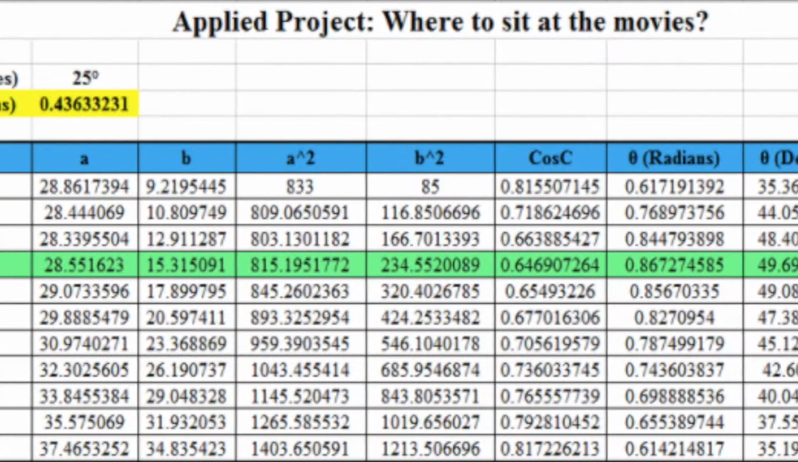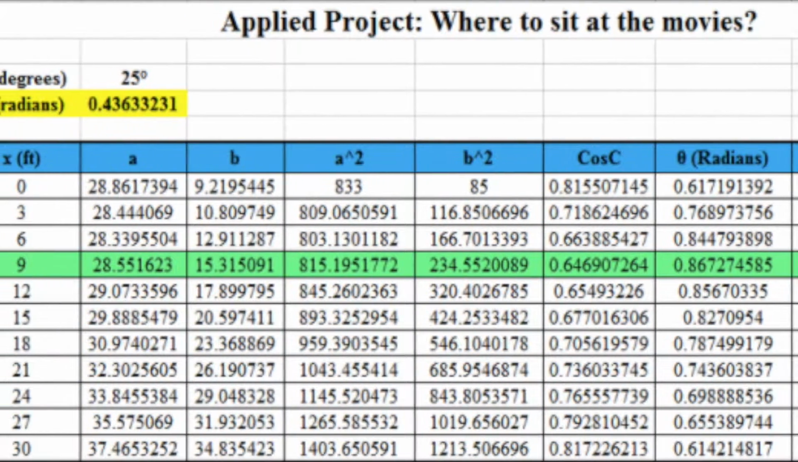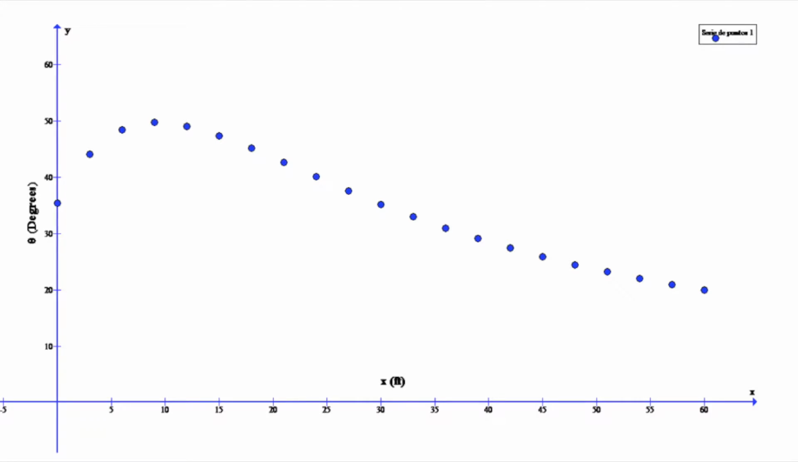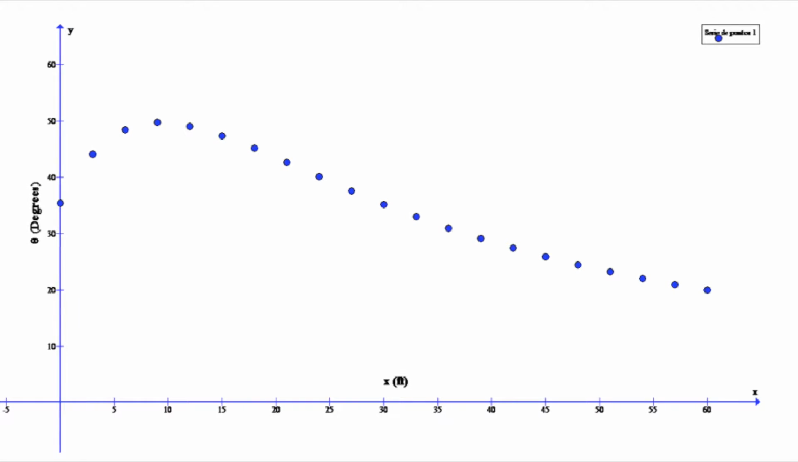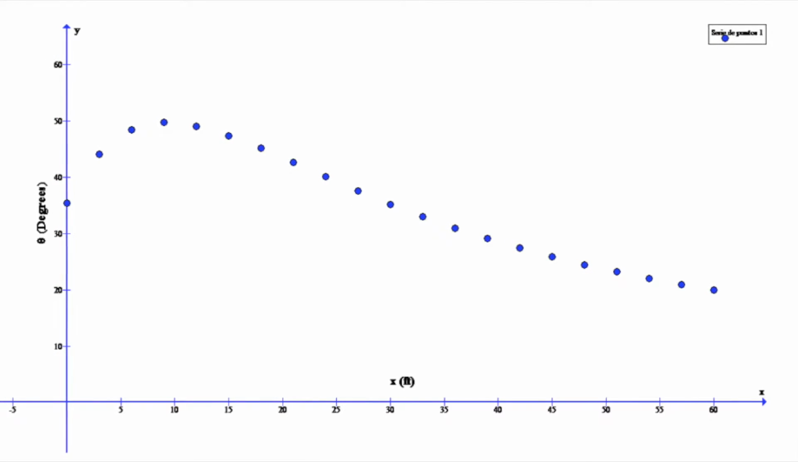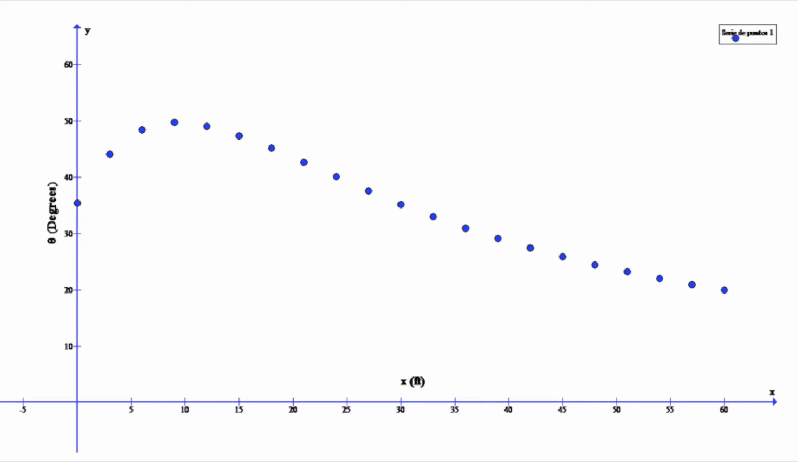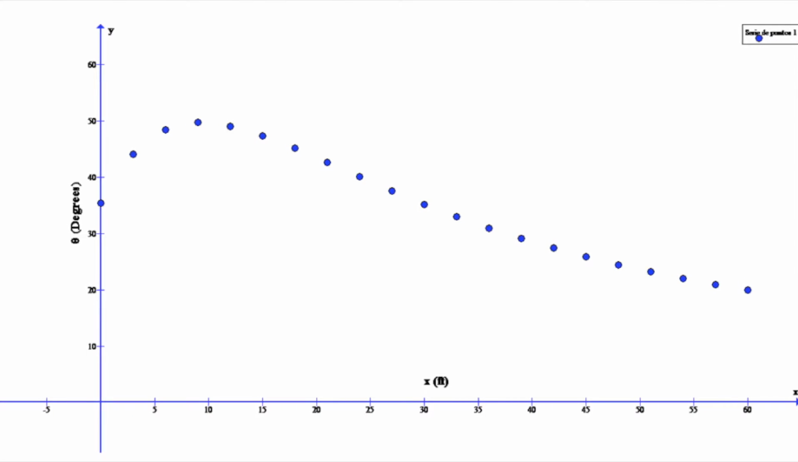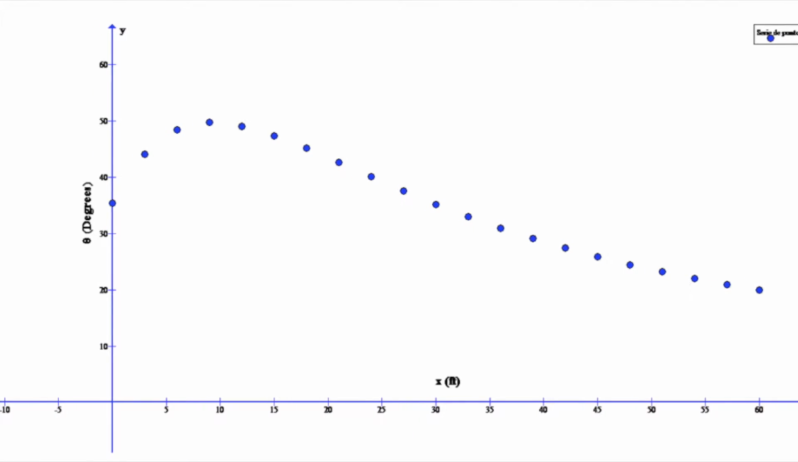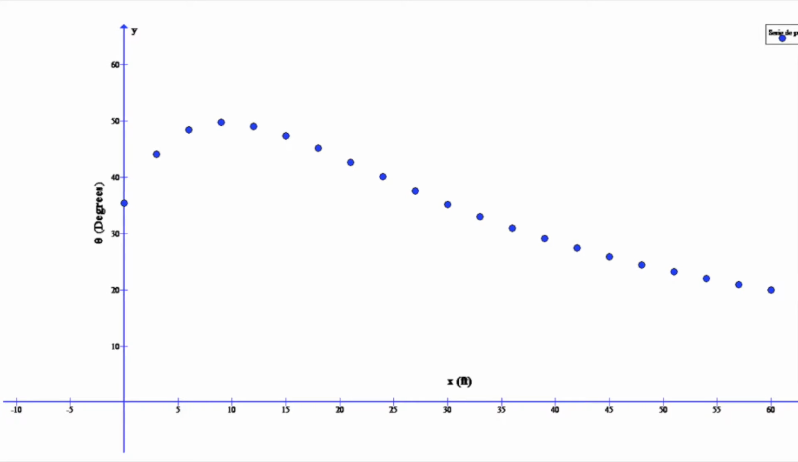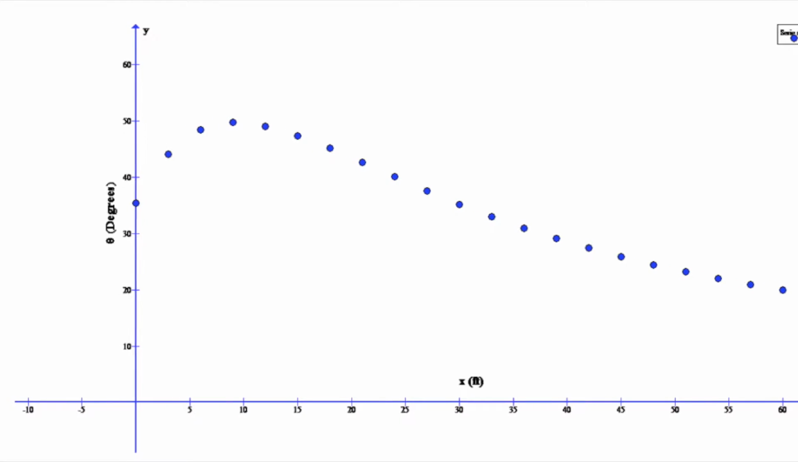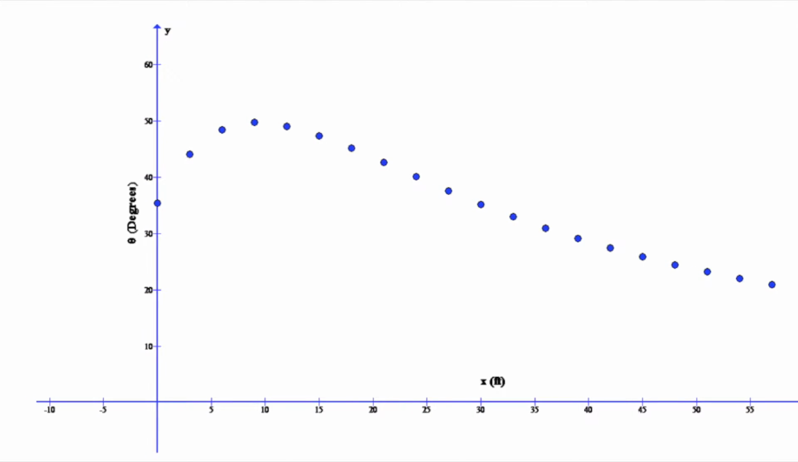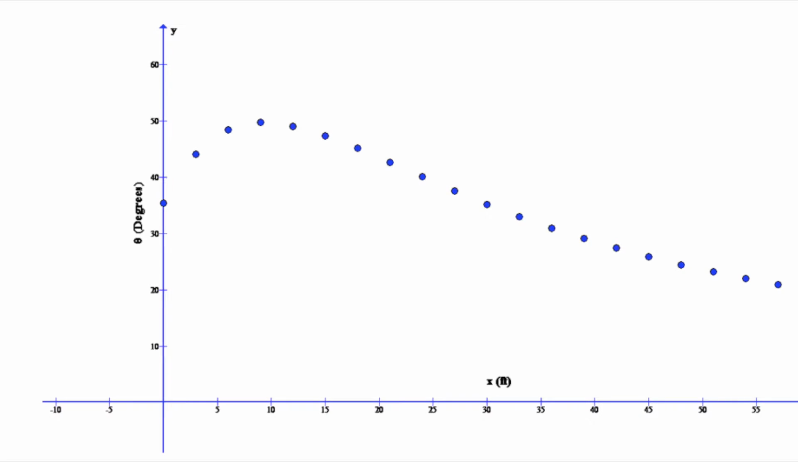the degree will be 49.69 degrees, and the graph will look like this when we substitute the values to x. The graph will look like this, and the maximum value for the angle is 49.69 degrees. That will be like this when x is equal to 9. So the best place to see the movie theater or cinema is in the third row according to those measures.